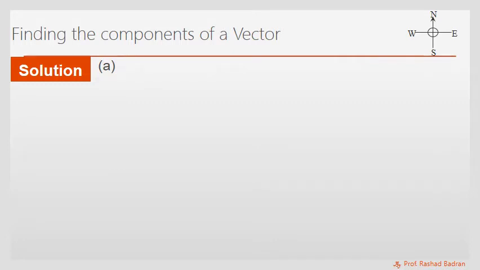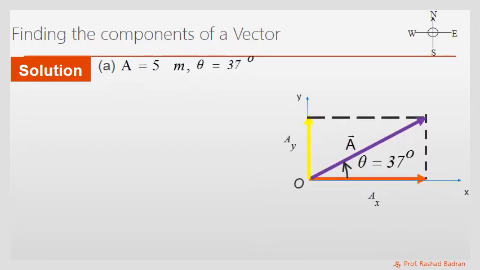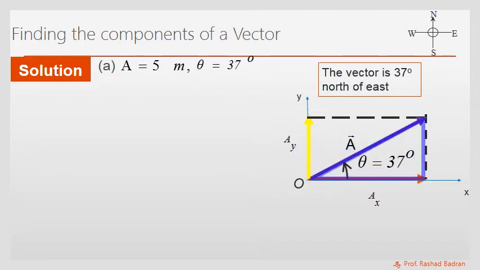Well, let's review the information given in part A of the problem. The vector A has a magnitude of 5 meters with an angle theta as shown in the drawn diagram. The vector actually has an angle of 37 degrees north of east as shown in the direction right there. Now let's consider the right angled triangle whose hypotenuse is the magnitude of the vector A as mentioned before, and then its other sides, the x component and the y component.